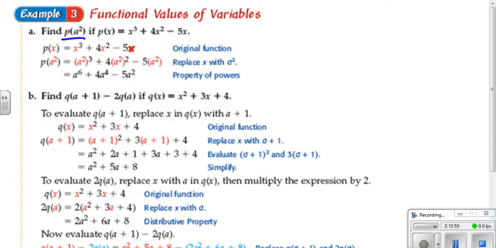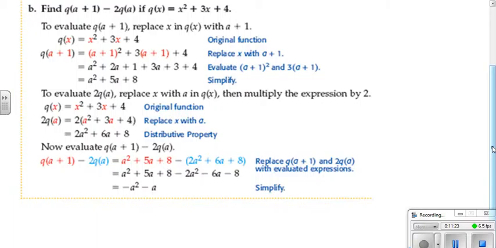So a squared cubed, 2 times 3 is 6, so it would be a to the 6th power. A squared squared, 2 times 2 is 4, so this piece becomes 4a to the 4th power. And similarly, this becomes 5a squared. So we basically, like I said, just replace each piece with our variables.